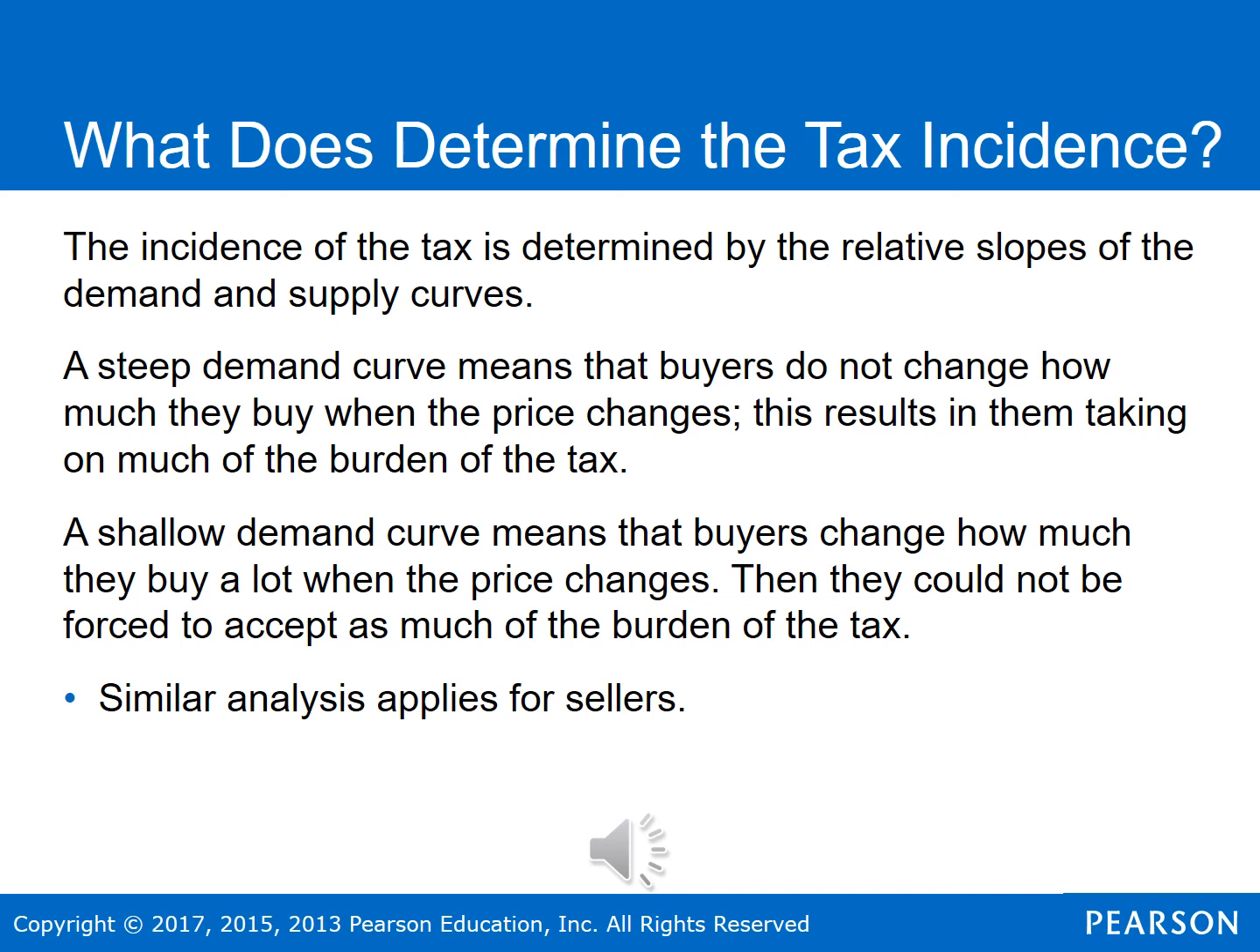If consumers have a shallow demand curve, that means that buyers change how much they buy a lot when price changes. So they're very sensitive to a change in price. They could not be forced to accept much of the burden of the tax in this case, because they're going to decrease how much they purchase substantially when there's a relatively small increase in price. And the same thing applies to sellers. If there's a steep supply curve, sellers do not change how much they supply to the market when the price changes. So they'll end up with much of the burden of the tax.